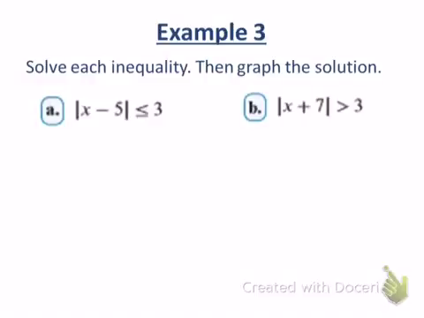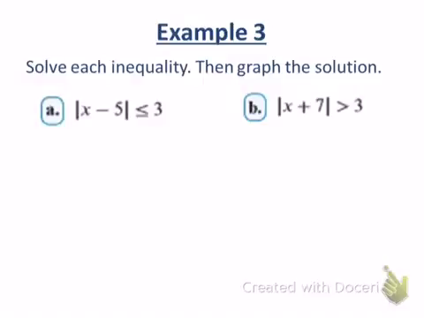Y'all listen to me. That's a common mistake. People think that becomes x plus 5 because the absolute value makes things positive. But the absolute value affects the whole expression, not pieces of the expression. It's just like canceling a term. You can't cancel a term. You can only cancel factors. So we treat that as one thing.